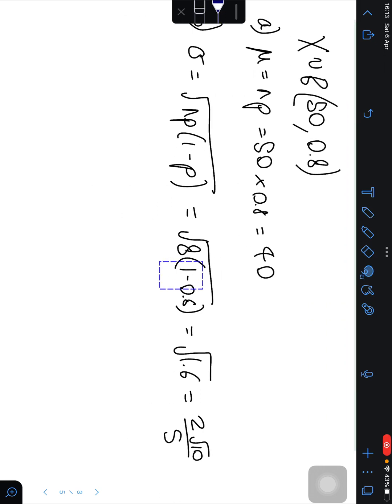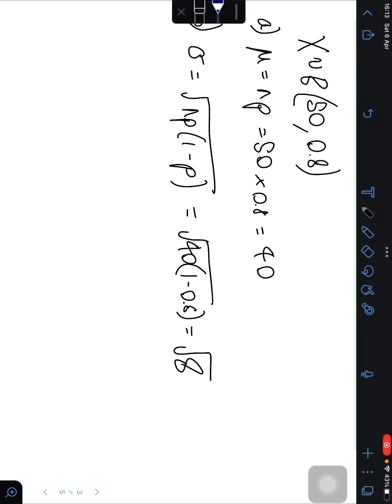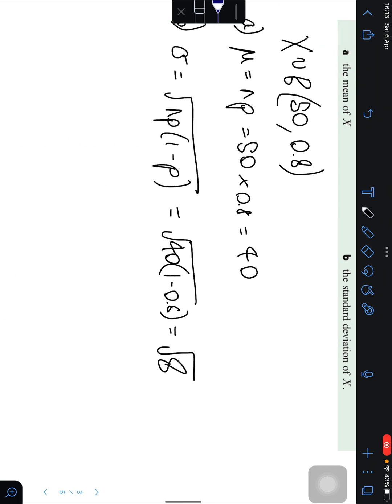And then if we do the other calculations here as well, we've got 40 lots here. And so that's the square root of 40 times 0.2. And so we just get the square root of 8. I mean, you can simplify the square root of 8 if you like. It's like 2 point something.